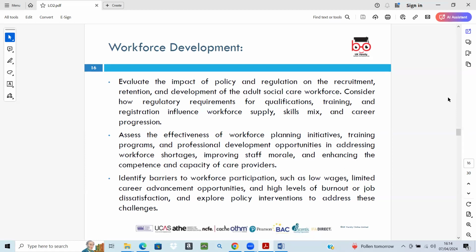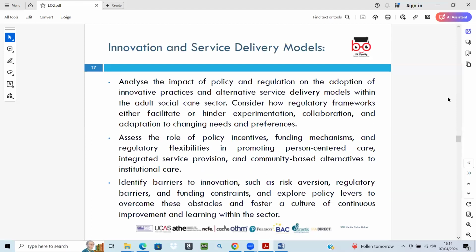So then we need to explore policy interventions to address workforce challenges. We need to consider measures such as wage increases, career development pathways, and initiatives to improve job satisfaction and working conditions. Then we have innovation and service delivery models.